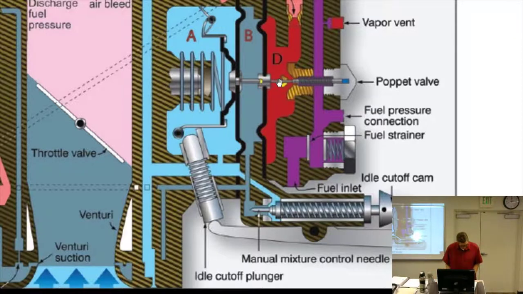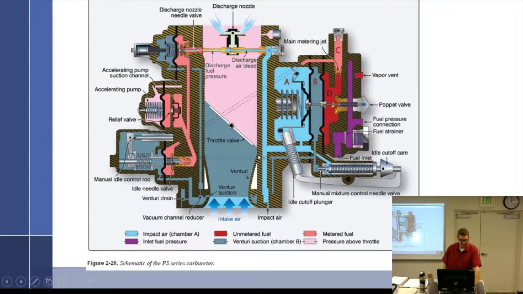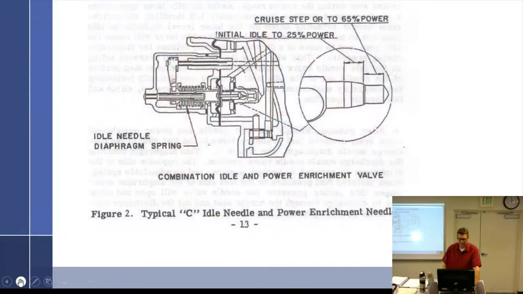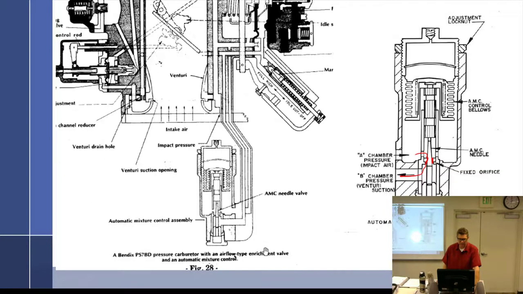We did that. Mixture control system, automatic mixture control. This one doesn't have it, but it's going to be right in this area. That big old tube. What was this one? Oh, yeah, I forgot about that.